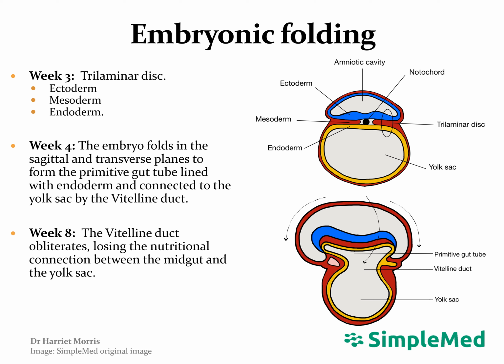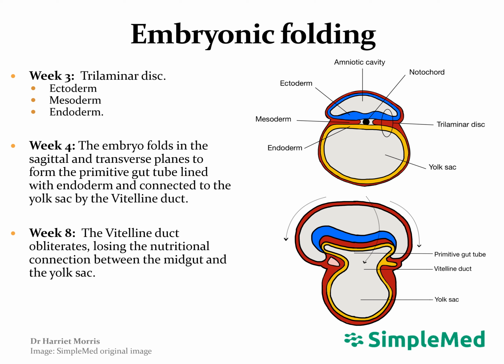After week 3, the embryo starts to fold in 2 planes, the sagittal and the transverse plane, to form a tube structure known as the primitive gut. This is lined by endoderm and connected to the yolk sac by the vitelline duct. The yolk sac is where the embryo at this stage gains its nutrition.